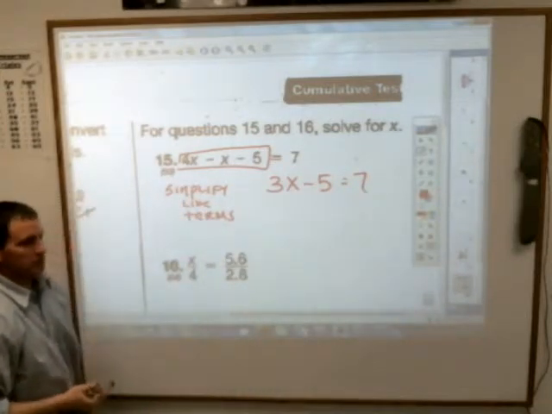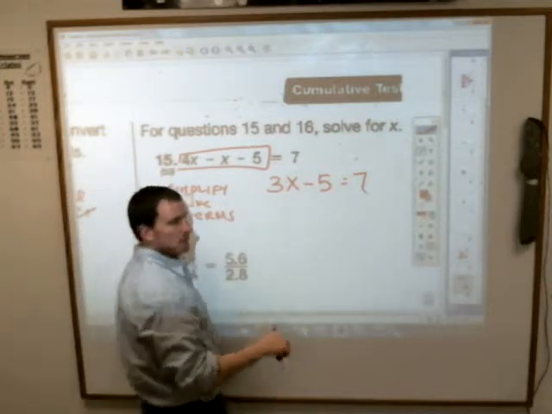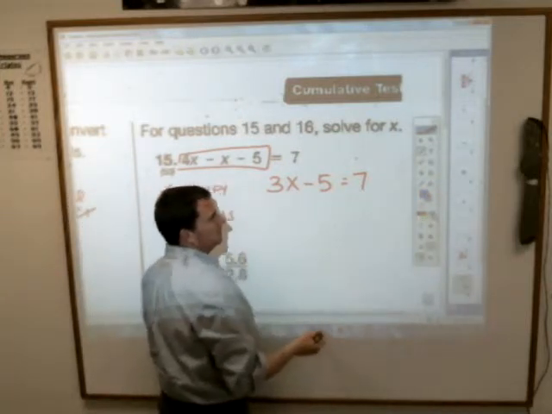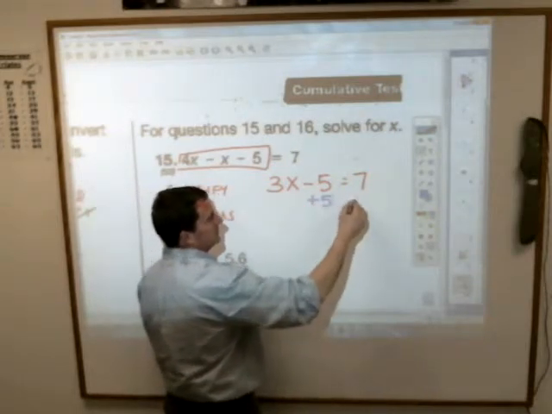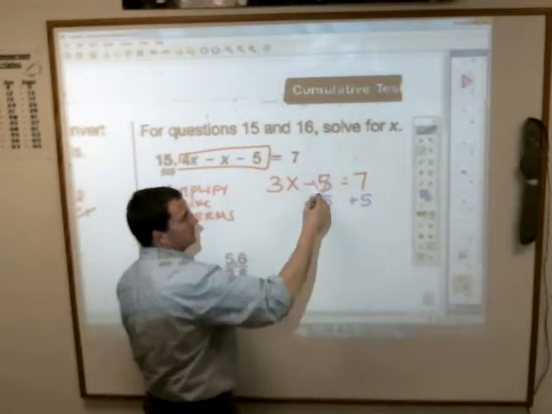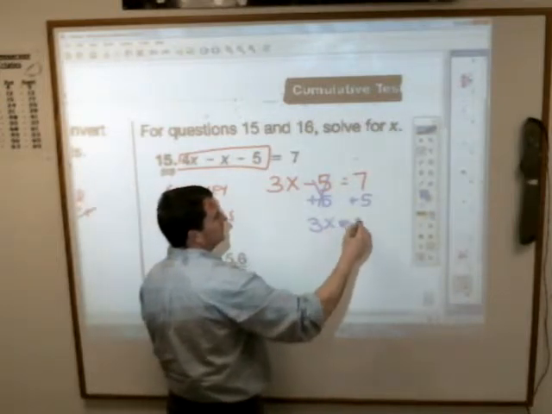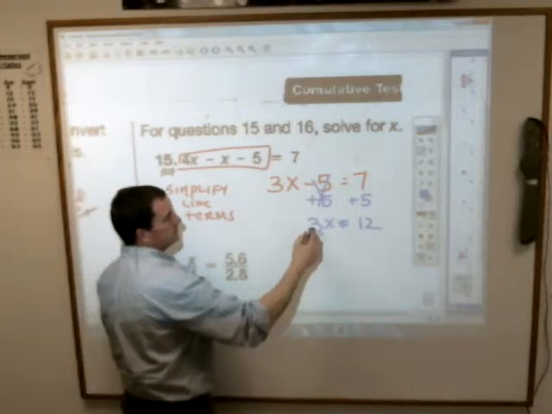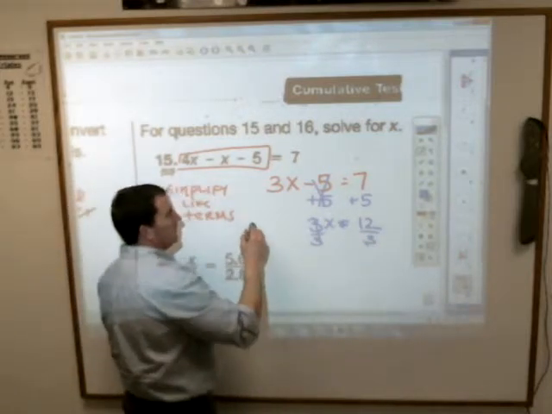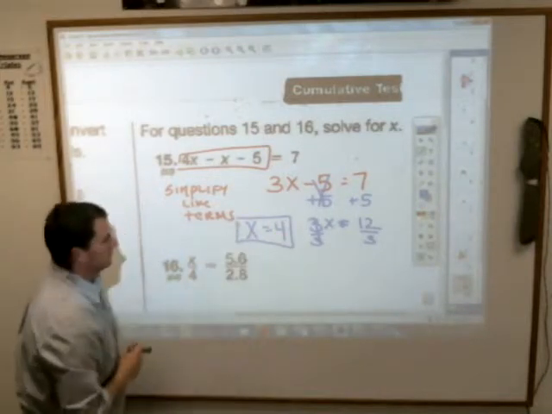The next step is to try to get the letter x by itself. And what do I have to do to get that x by itself? Get rid of the 5 by doing the opposite. Remember, this is always the last thing you do. So now I end up with 3x equals 12. And divide by 3. Same thing we always do with equations. X is going to equal 4.